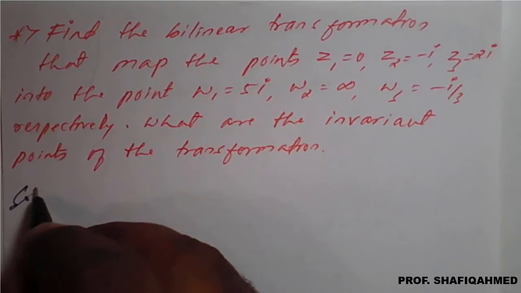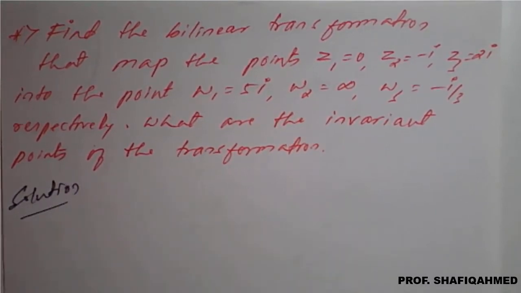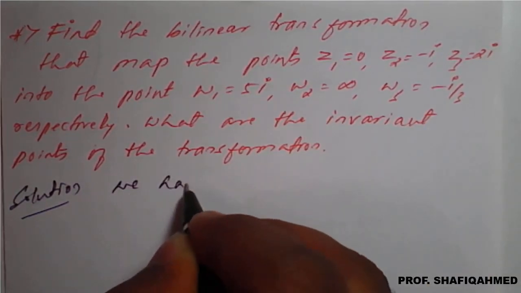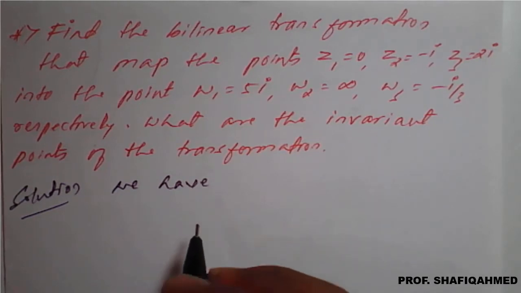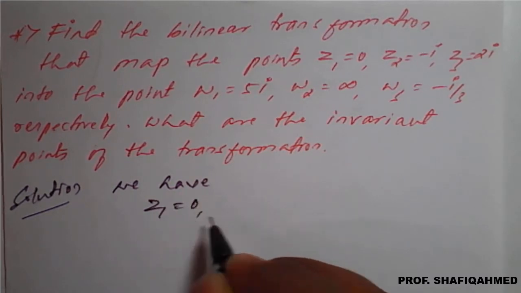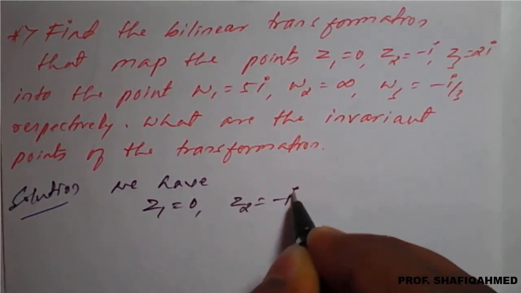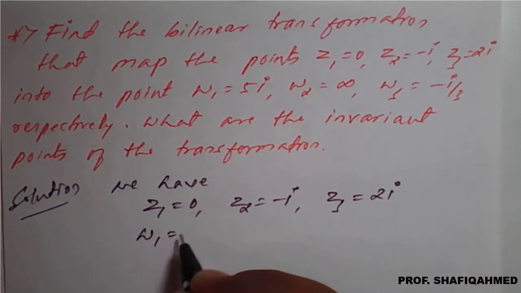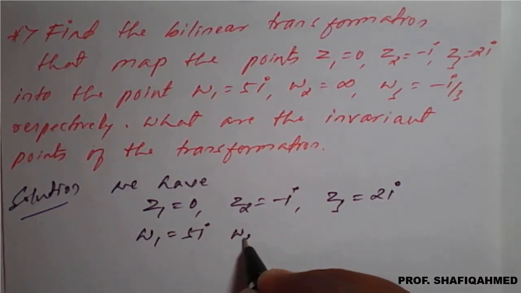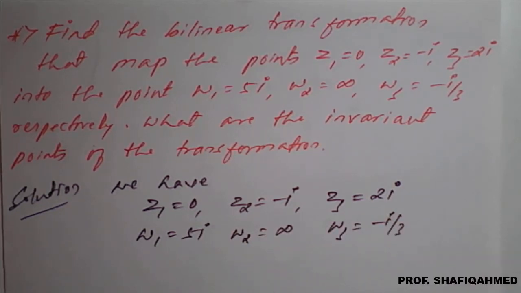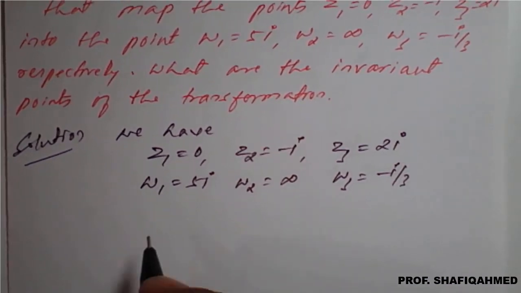Solution. First we'll find the complex constants a, b, c, d. In the question itself they have given z1, z2, z3 and w1, w2, w3, so we'll take them as they are: z1 is 0, z2 is -i, z3 is 2i, and w1 is 5i, w2 is infinity and w3 is -i/3. Using this we are going to generate the complex constants.